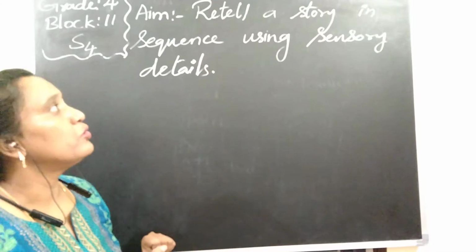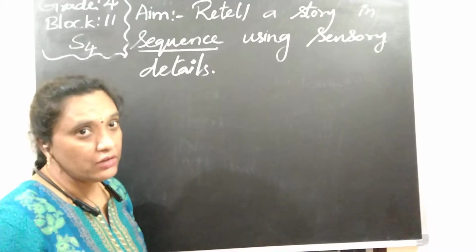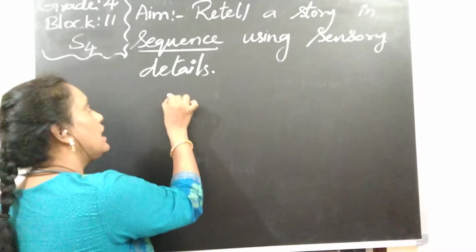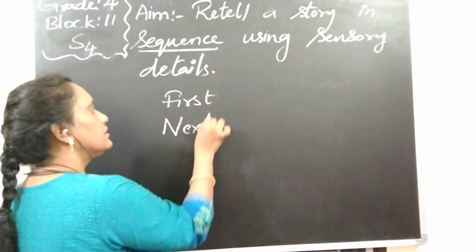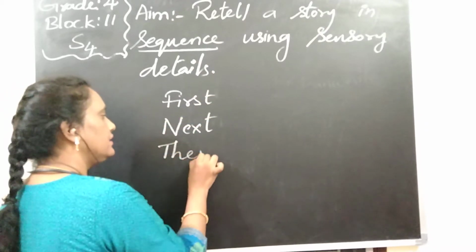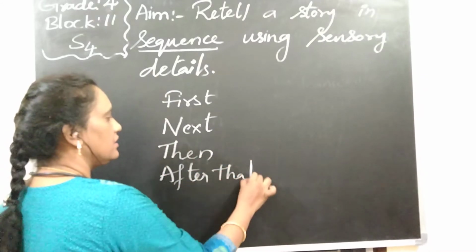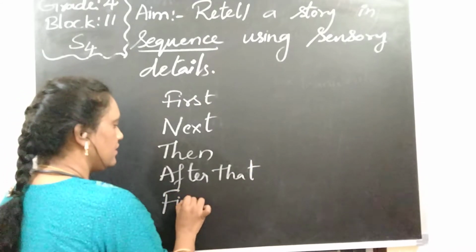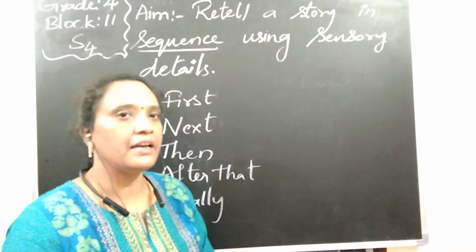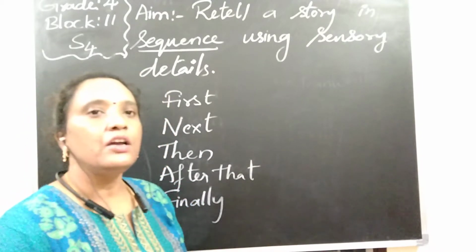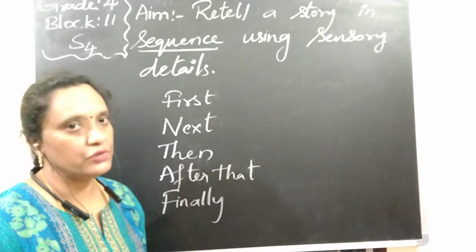Retell a story in sequence. For sequence we need the order words. Now what are the order words? We already discussed them before. The order words are first, next, then, after that, and finally. These are the words we normally use. Other words like meanwhile and later can also be used according to your necessity. These are the five main order words which we use regularly.